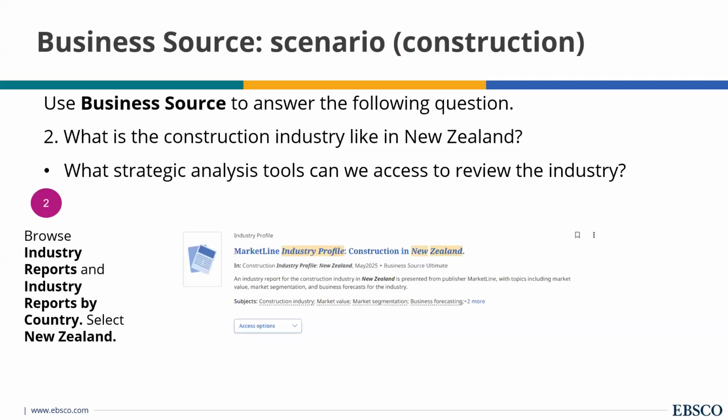Okay, next step. So next question we're going to use Business Source to address is, what is the construction industry like in New Zealand? And what strategic analysis tools can we access to review industry? So this is where we're going to be using those browsable options, those featured topics, and we're going to browse industry reports by industry and then reports by country, and we're going to select New Zealand. So let's have a look at this.